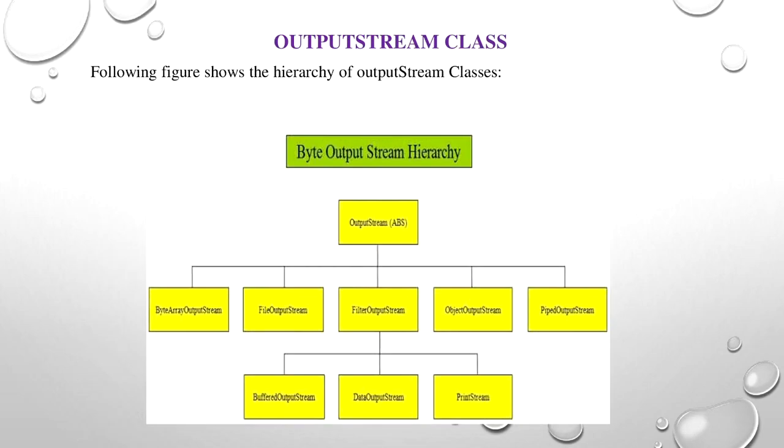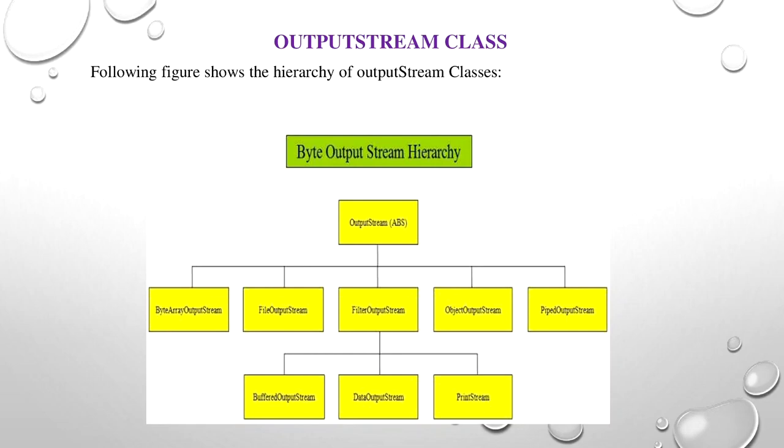The next class is the output stream class. Like the input stream class, the following figure shows the hierarchy of the output stream class. The output stream class is again a superclass and an abstract class, for which you cannot create an instance of the output stream class.